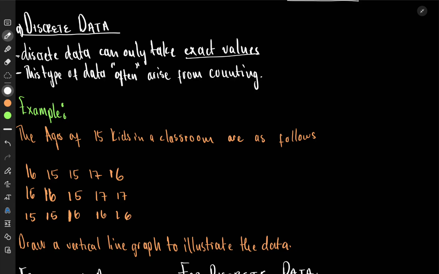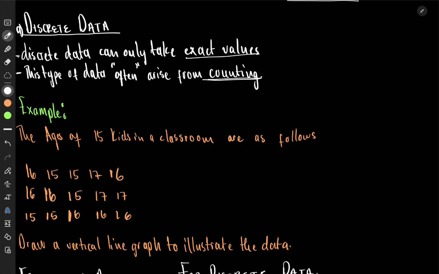For example, the number of trees in a garden. We can have them as 7 or 8 or 9. We can't have 7.2567931 trees. No, we can't. So that is discrete. Discrete, those things that take exact values. Another thing you should know about discrete data is that this type of data, things that take exact values, they arise from counting. That's where they often arise from. When we are dealing with discrete, most of the things would be from counting.